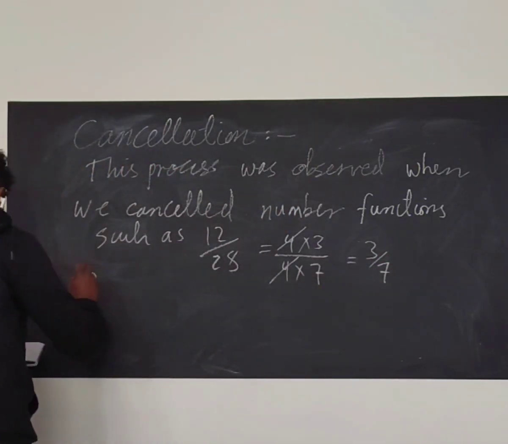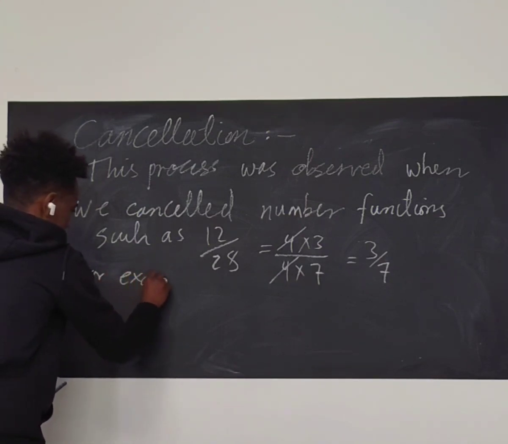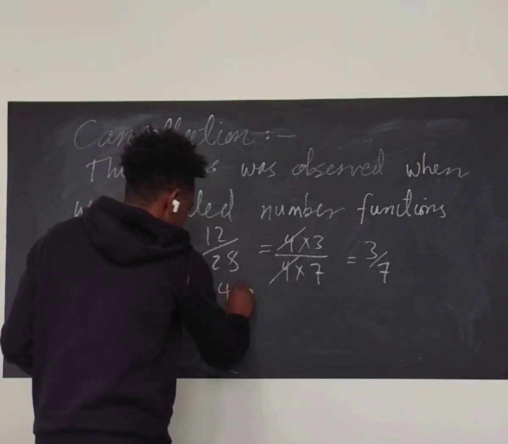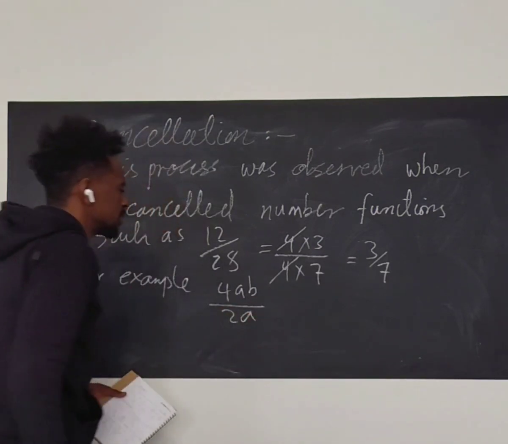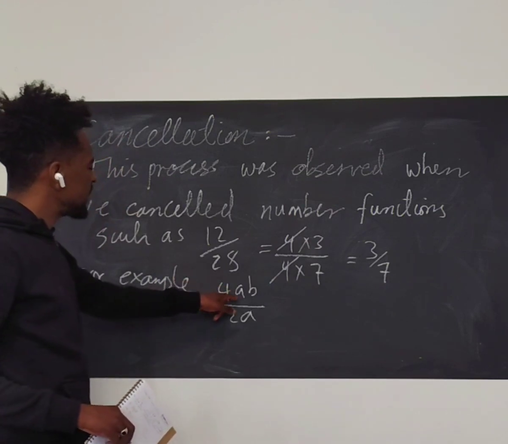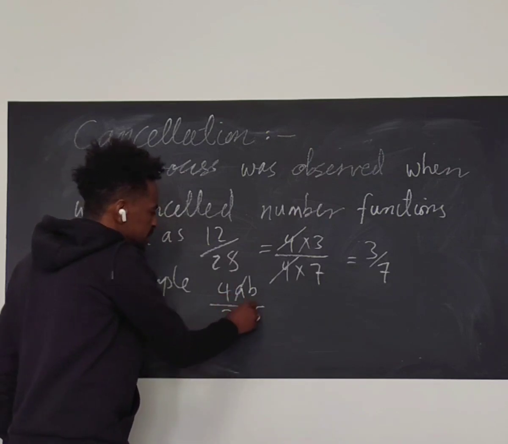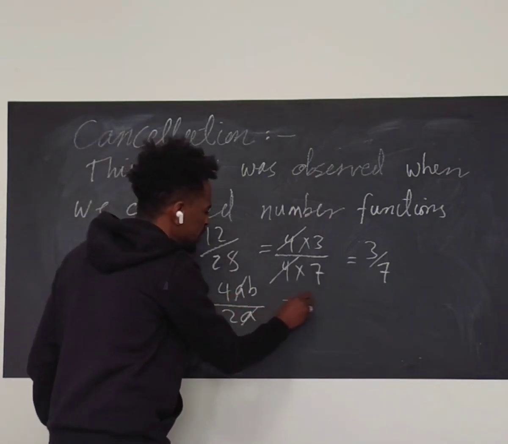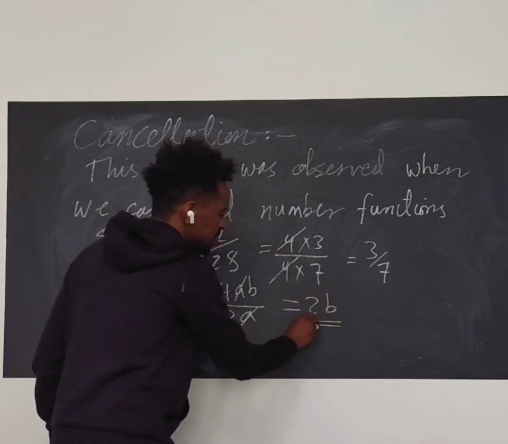For example, let's solve this: 4ab over 2a. a and b are unknowns, and a is a common factor here. So we simply cancel the a with the a, and 4 over 2, that's 2. Then we get 2b. So this is the solution.